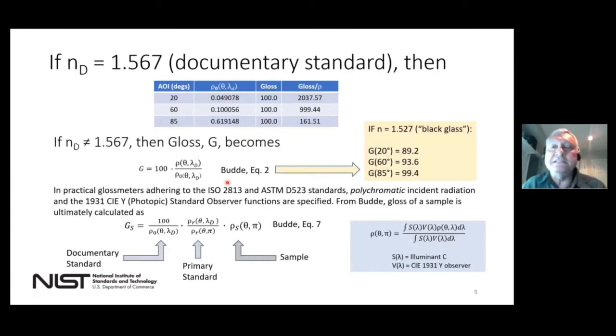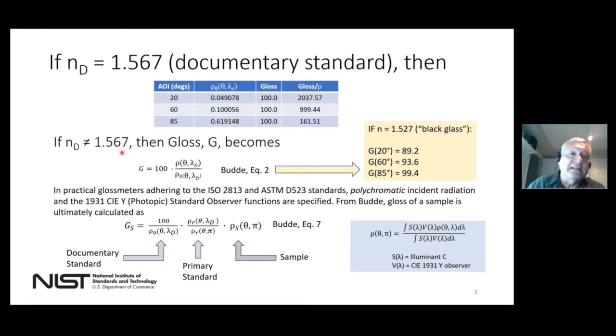So following the definition and following Buda, if n sub d is 1.567, then this table shows the value of spectral reflectance, and it's denoted by rho. That's calculated using the Fresnel equation. By definition, each of these correspond to a gloss equal to 100 units. And the ratio of the gloss divided by rho is shown in the last column, which, if you have a copy of Buda, you will see that that is equation 3 in his paper.